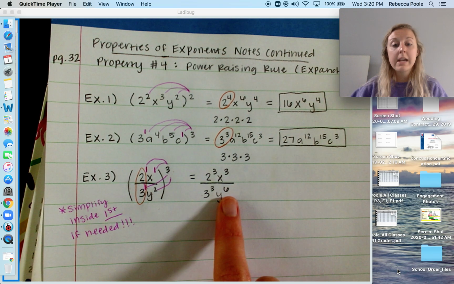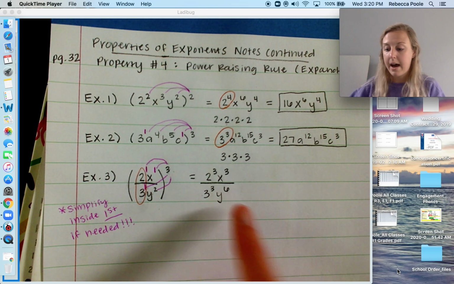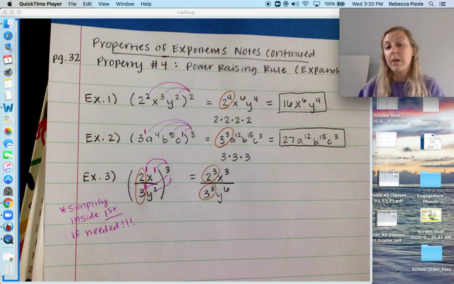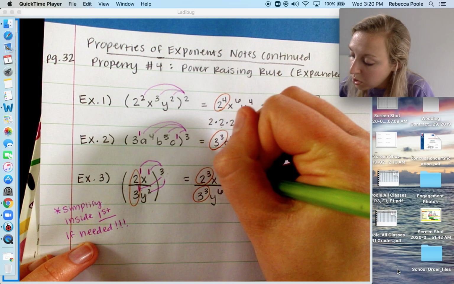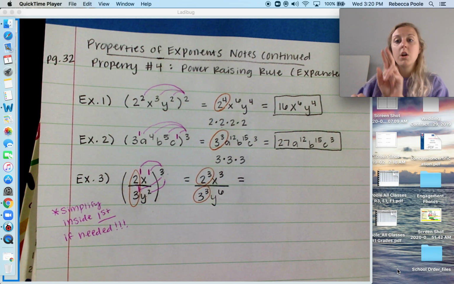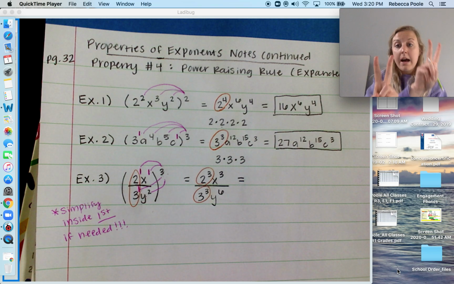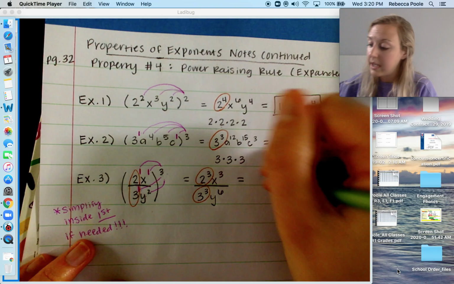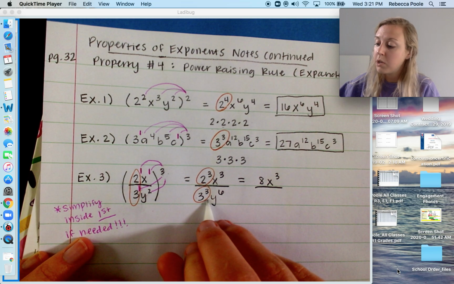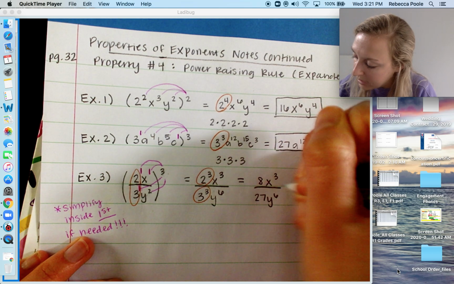So now once you get here, only other thing you have to do is to simplify. So look at your coefficients in the front. We should be able to simplify those. 2 cubed means 2 times itself 3 times. So 2 times 2 is 4. Times 2 again is going to be 8x cubed over, and then we just did 3 cubed up here. That is 27 y to the 6th.